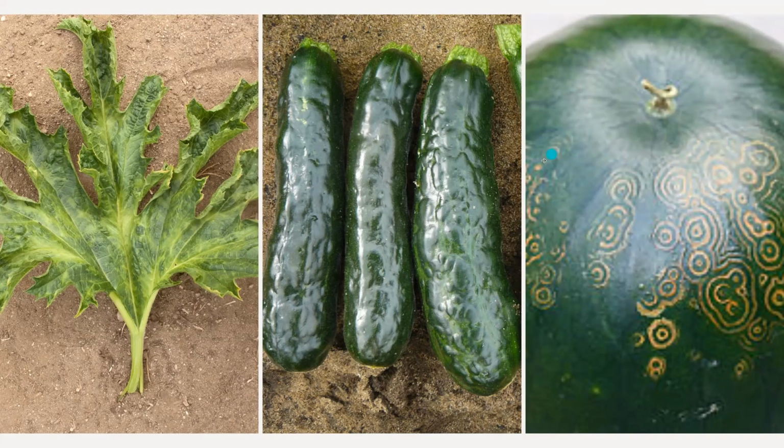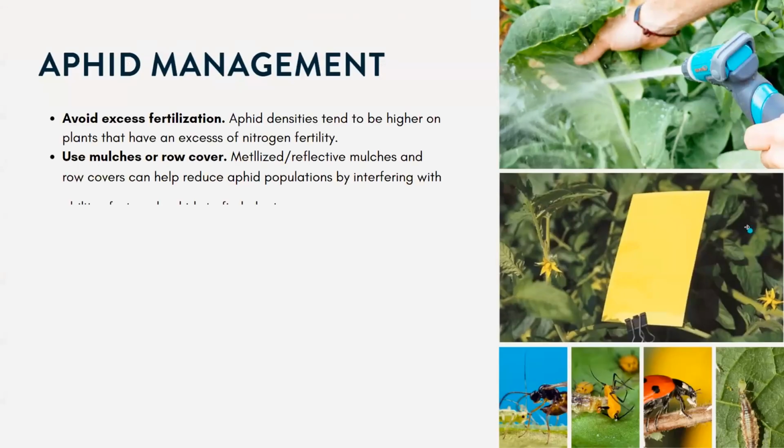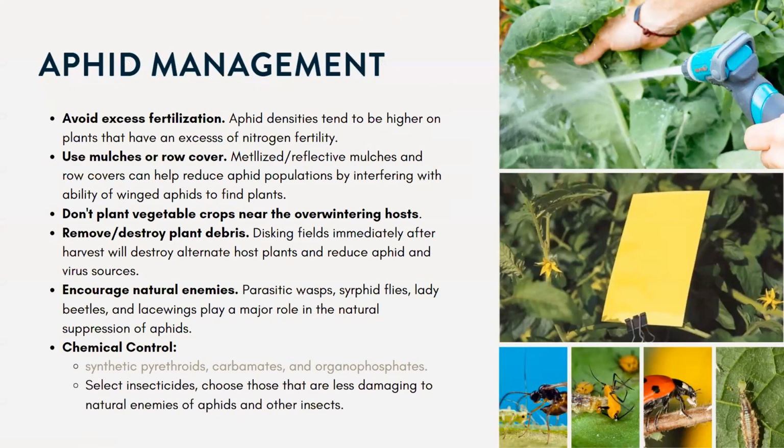So this is kind of a bizarre, interesting looking symptom of the watermelon mosaic virus. Unfortunately, when your plant gets infected with a virus, there's no cure. There's not a whole lot you can do. Therefore, our management and prevention should be focused on aphids.